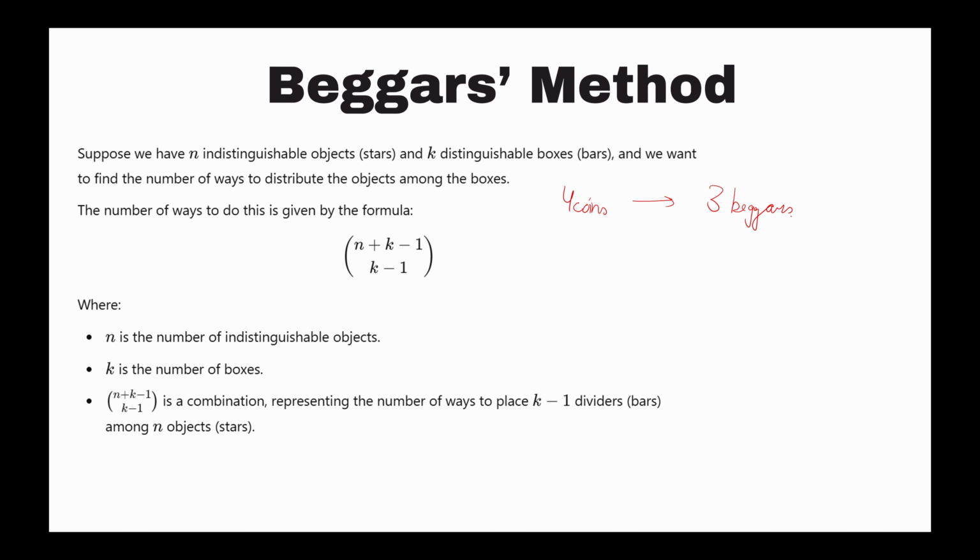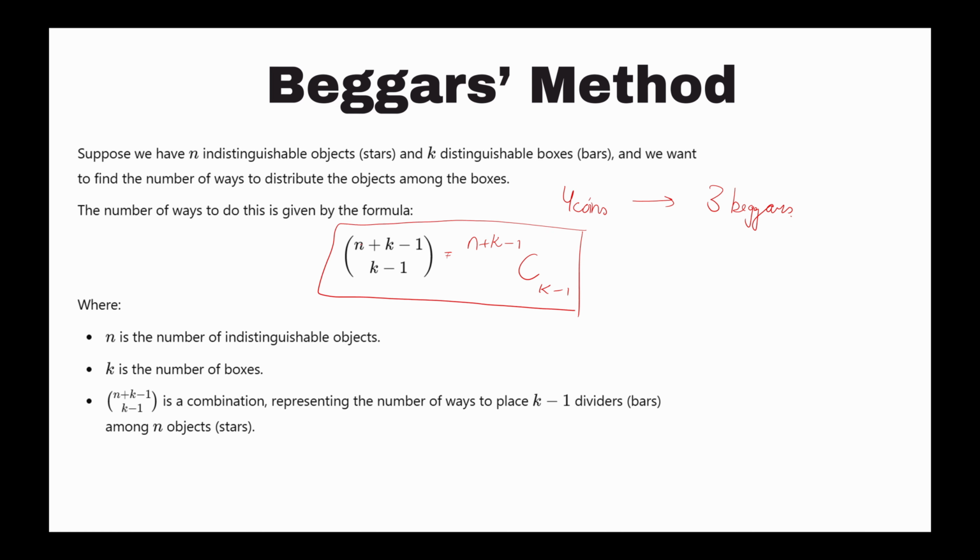Of course it is not necessary that each beggar should get 1 coin. The point here is that either 2 beggars can get 0 coins and one can get 4, or one can get 0 and 2 of the beggars get 2 coins, or 3, 1, or 1, 3. So all those combinations are what we are trying to find out. The formula for this type of question is n plus k minus 1 C k minus 1. So remember this formula.